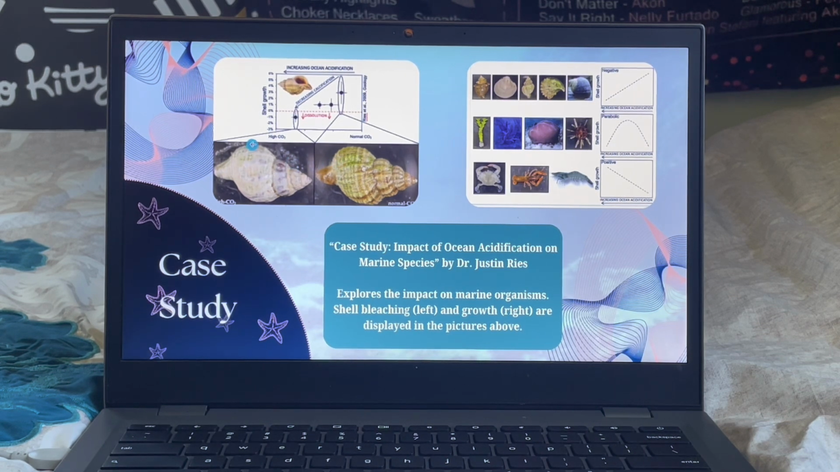For this shell, you can tell that it's obviously bleached. It's not as defined as the other one. It looks a lot more dissolved than this one over here. And for this visual, the negative, parabolic, and surprisingly positive shell growths are recorded over time from ocean acidification. Overall, this case study explores the impact on marine organisms for shell bleaching and their shell growth.